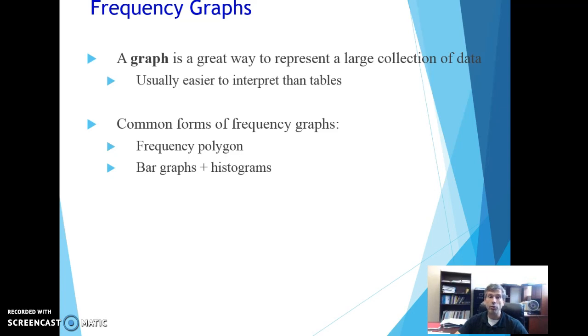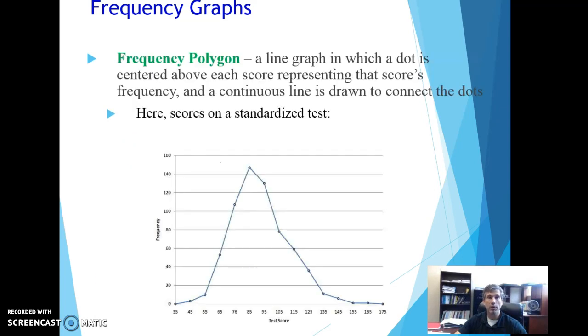So there are lots of different forms of graphs, but some of the most common forms of frequency graphs are first frequency polygons, and then the very closely related bar graphs and histograms. We'll talk a little about each one, and we'll talk specifically about how to make bar graphs and histograms. Then do a little bit of a review of some basic rules that apply to making and presenting graphs.